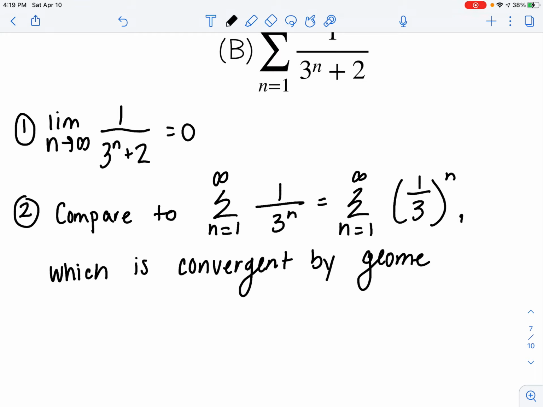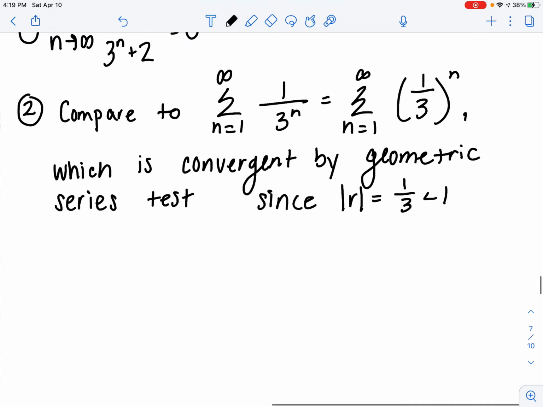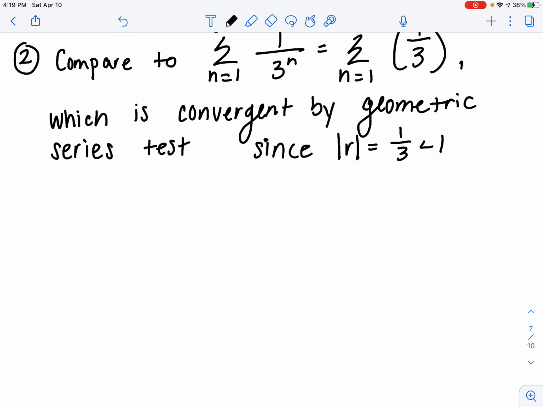And I know it's convergent by the geometric series test because our ratio is 1/3, and 1/3 is less than 1, since the absolute value of r, which equals 1/3, is less than 1. Just quick and simple, you have to just know straight off the bat, convergent or divergent. So you want to use these very simple series. This is convergent, so we want it to be bigger than the series that we're trying to figure out. So we need to prove: is 1 over 3 to the n plus 2 always less than or equal to 1 over 3 to the n, which is what we know about?